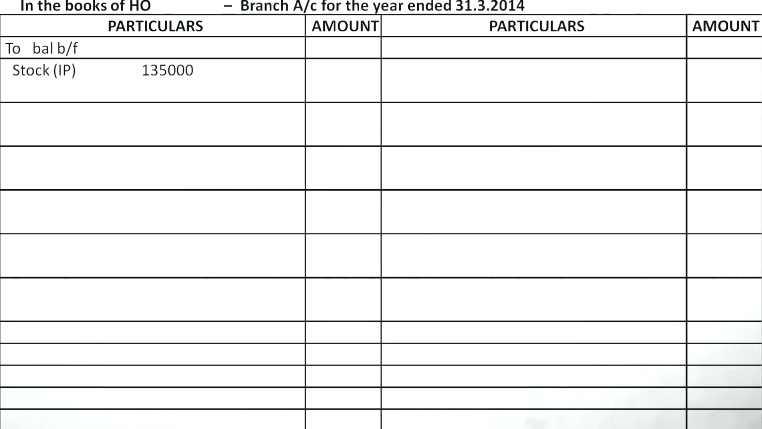Opening stock at invoice price 1,35,000. Debtors, already given, 1,62,000. We are writing only and only opening branch assets. Total of opening branch assets equals 2,97,000.